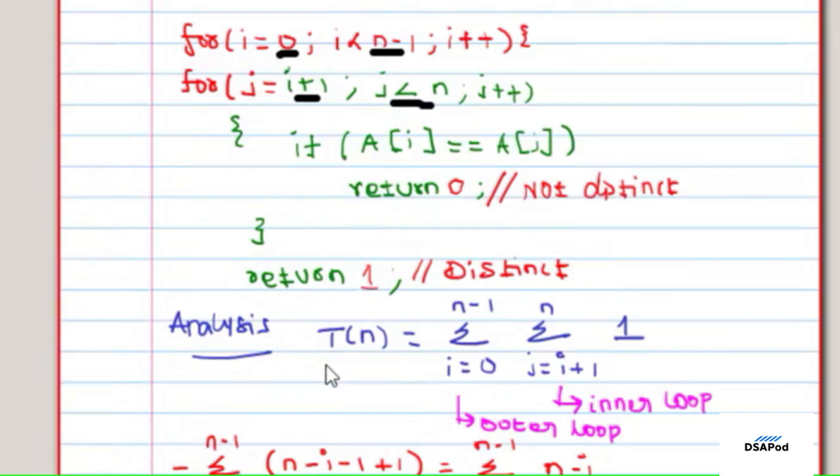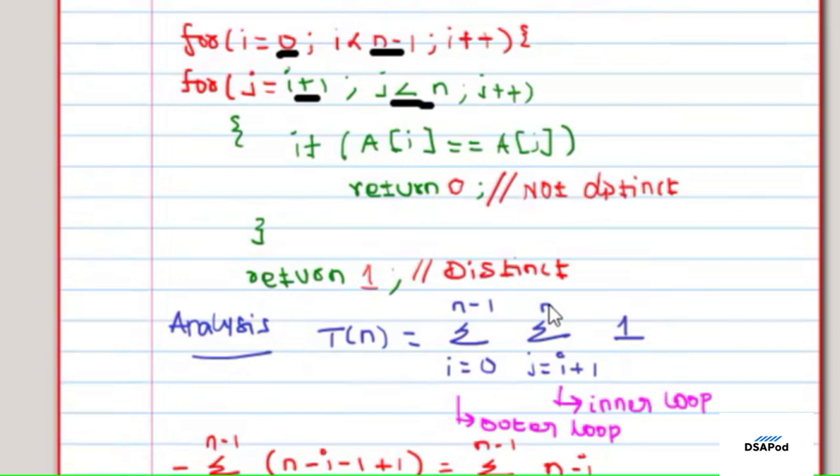Let us see the analysis. The function T of n is given in such a way. There are two loops. The first one is the outer loop, i equal to 0 to n minus 1. The second is the inner loop. j starts from i plus 1 to n. And the basic operation is a comparison. For every such iteration, it is happening once. That is written here.